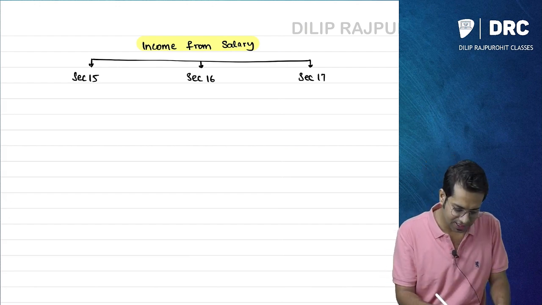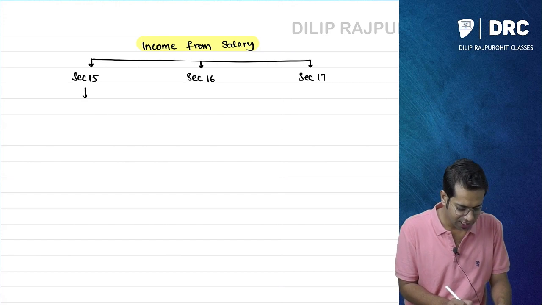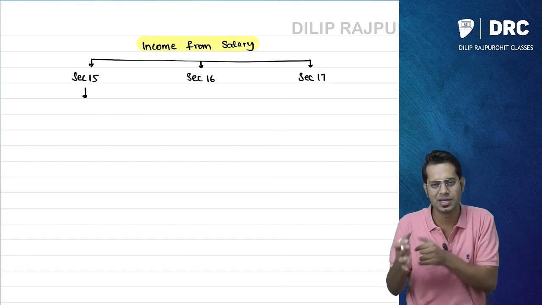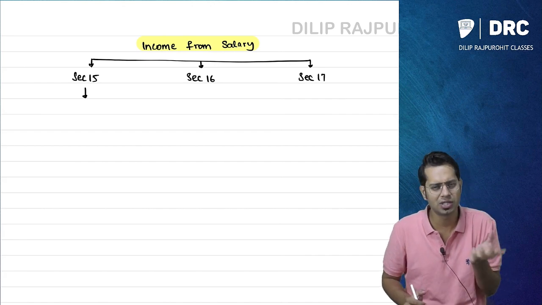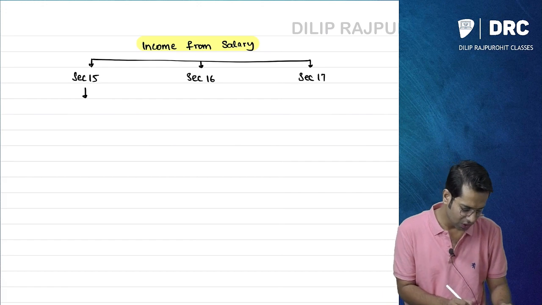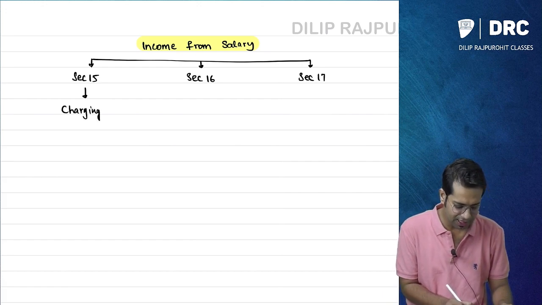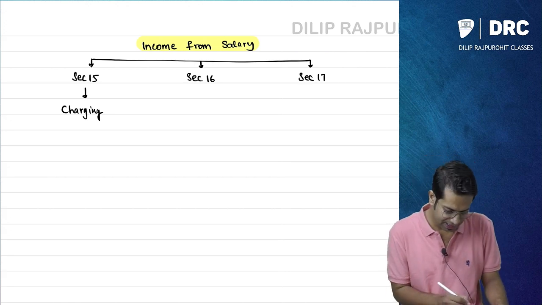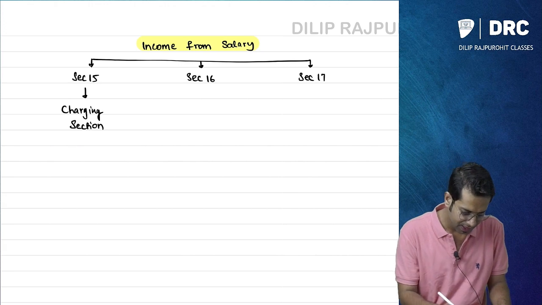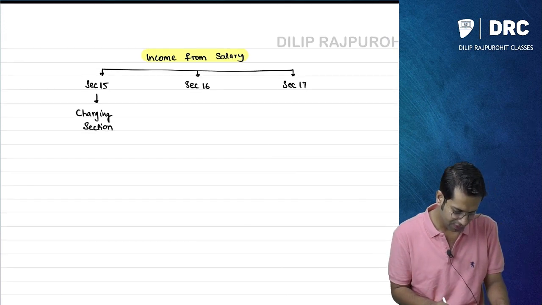Now what are these sections talking about, sir? Section 15 is the charging section. As we have discussed in various different topics, the first section of that particular head is the charging section. So here also section 15, which is the first section under the head income from salary, is the charging section for income from salary.